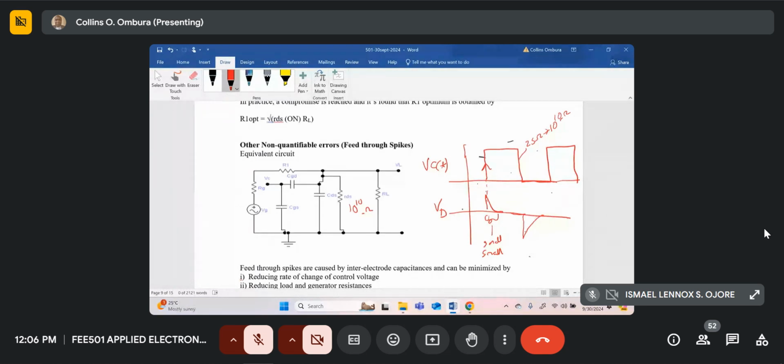This time constant over here, let's call it tau 1, will be RC, 25 ohms, into CDG, and this time constant over here, which you call tau 2, will be equal to maybe 10 to the power 10 ohms R into CDG. So that's what's responsible for the area under the curve.